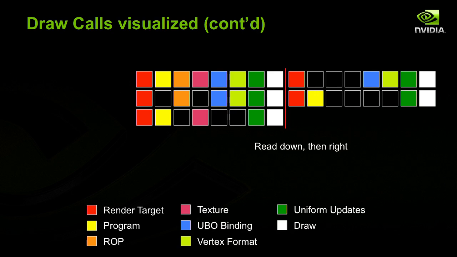In the first draw call, they change everything, and then they draw. In the second draw call, they did not need to change the program, and they didn't need to change texture, but they changed pretty much everything else. The third draw call, they didn't need to change alpha blending. They didn't mess with the UBO binding or vertex format, but they changed everything else, et cetera, et cetera, et cetera.